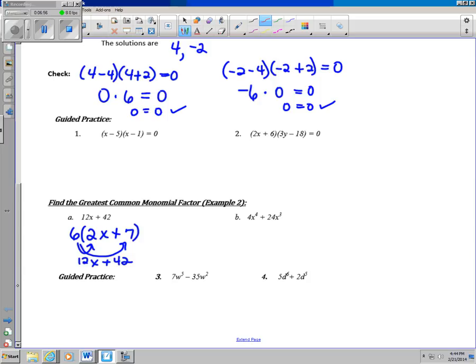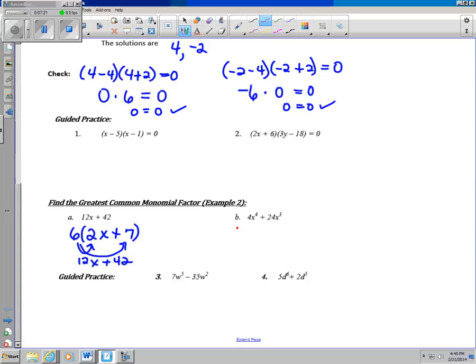And then now let's look at our variables. We have x to the fourth, and we have x cubed. So in our first monomial, we have 4 x's being multiplied together. And in our second monomial, we have 3 x's being multiplied together. So they both share at least 3 x's. So we can pull 3 x's or divide by x cubed. Pull 3 x's out or divide by x cubed.